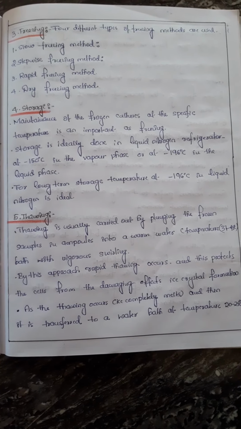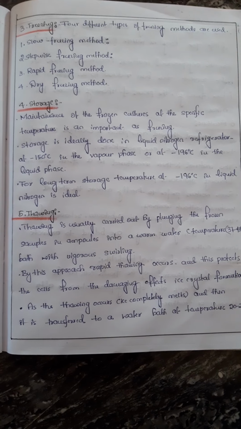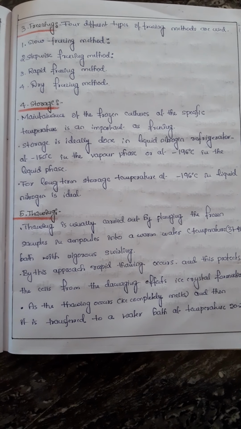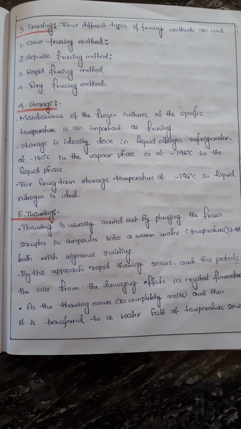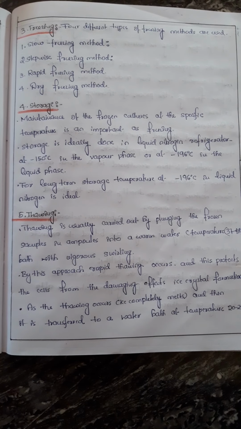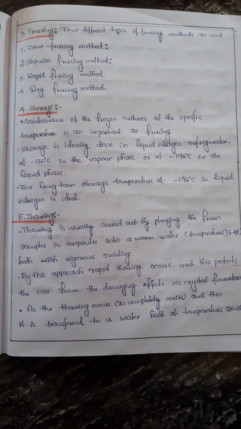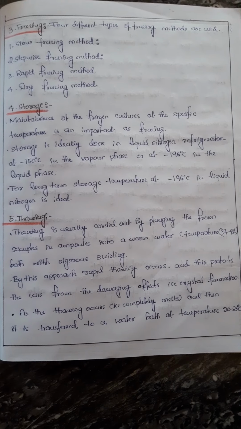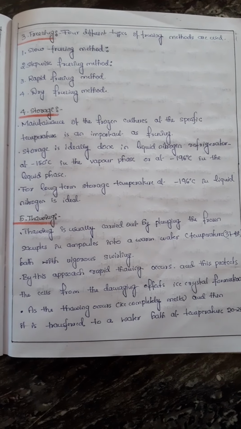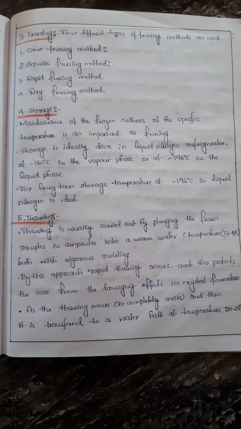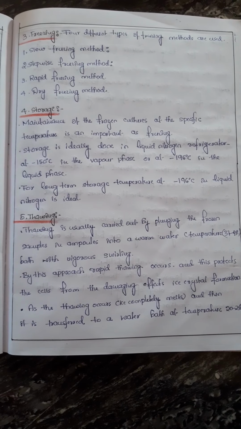Next one is storage. Maintenance of frozen cultures at the specific temperature is as important as freezing. Storage is ideally done in liquid nitrogen refrigerator at minus 150 degrees Celsius in the vapor phase or at minus 196 degrees Celsius in the liquid phase. For long-term storage, temperature at minus 196 degrees Celsius in liquid nitrogen is ideal.